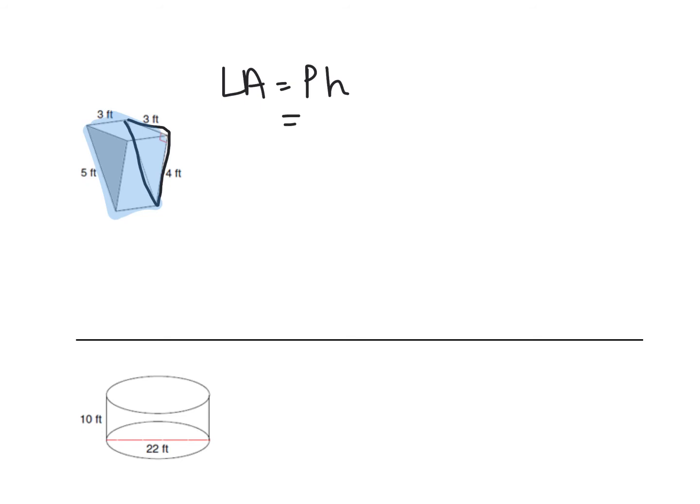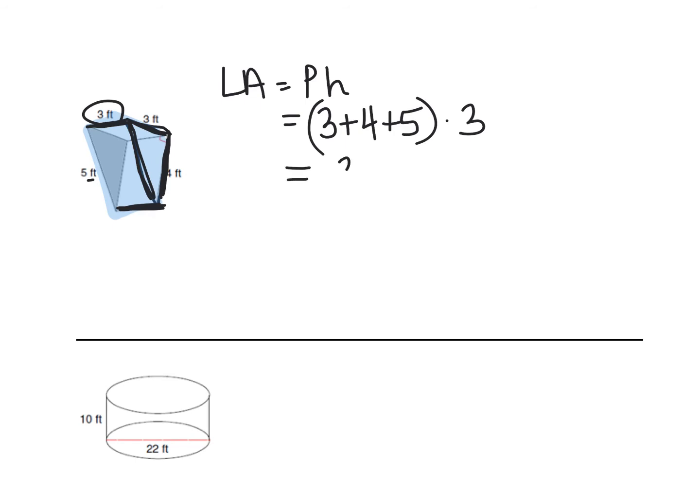So our perimeter, if we look at each side, we see that one side is 3, one side is 4, and this side is 5 here, which is also this side. So we have 3 plus 4 plus 5. And then our height is the distance between our 2 triangles. And it shows that height right here, times 3. And these are in feet. So when we multiply this together, we get 36 feet squared.